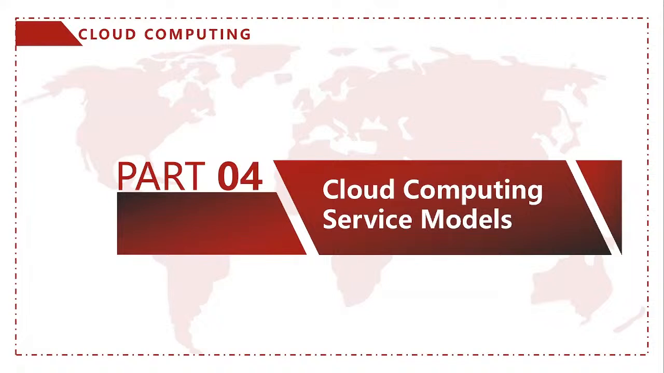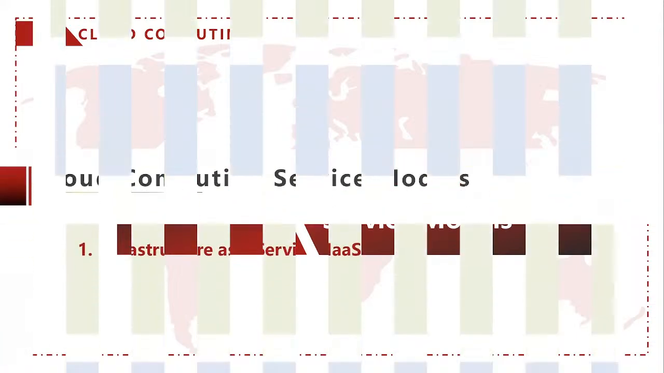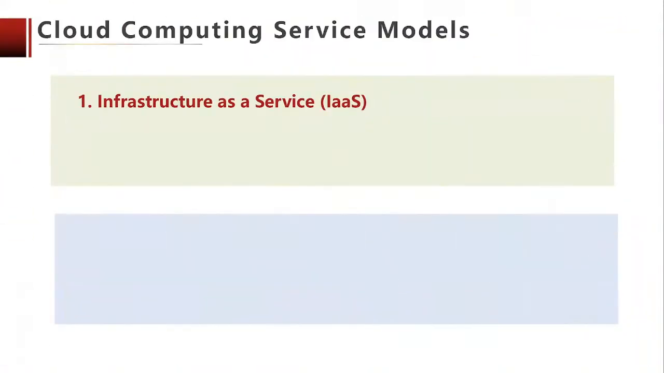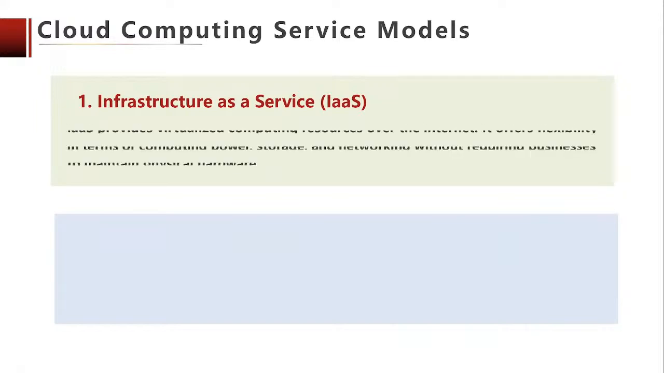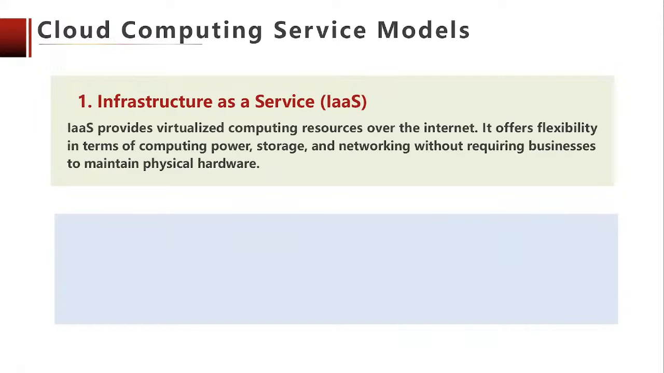And next, we move towards the cloud computing service models. There are three different models. Infrastructure as a Service is the first model, known as IaaS. IaaS provides virtualized computing resources over the internet. It offers flexibility in terms of computing power, storage, and networking without requiring businesses to maintain physical hardware.